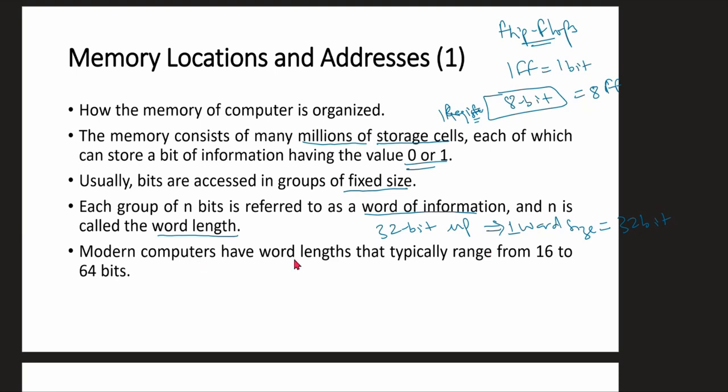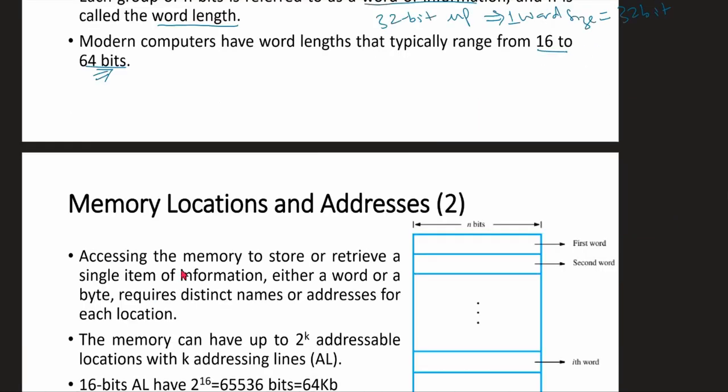Modern computers have word lengths that typically range from 16 to 64. So modern computers have word lengths up to 64 bits. So 32 or 64 bits are what processors basically use nowadays.